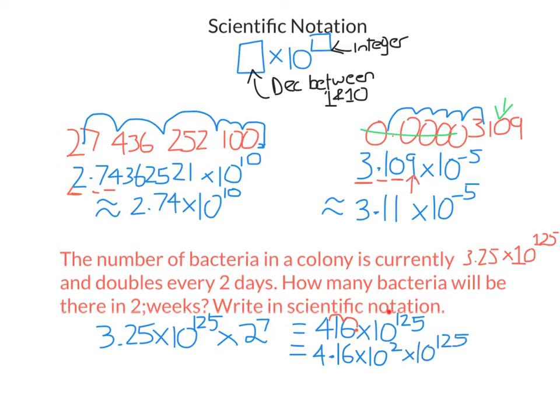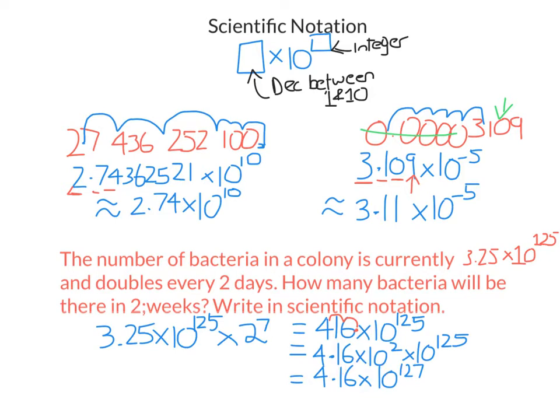So these two are the exact same number. So 10 squared times 10 to the power of 125, just using our index law, we're going to leave the 4.16 alone, keep the same base, and add the powers. Now this number is in correct scientific notation because we've got a number between 1 and 10 times 10 to the power of a whole number.